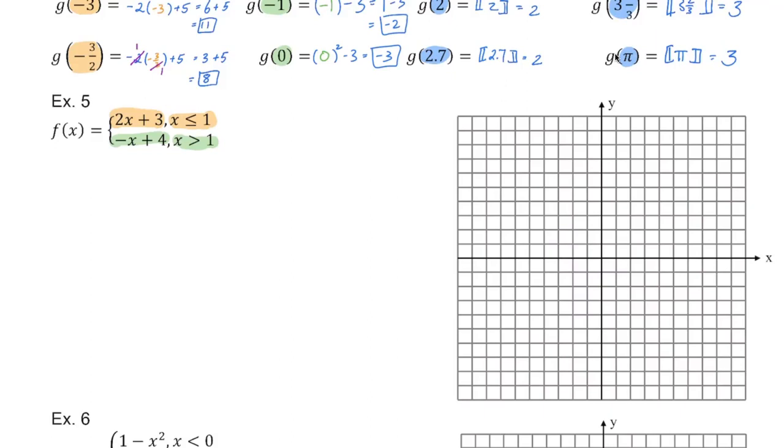So let's go ahead and investigate. Where would it be when x is equal to 1? So we say, if x is equal to 1, then we will use the top equation and say 2 times 1 plus 3 is equal to 5. Actually, I should also say this, f of 1 is equal to 2 times 1 plus 3 equals 5. Okay, so we will have a closed circle at (1, 5) right here.